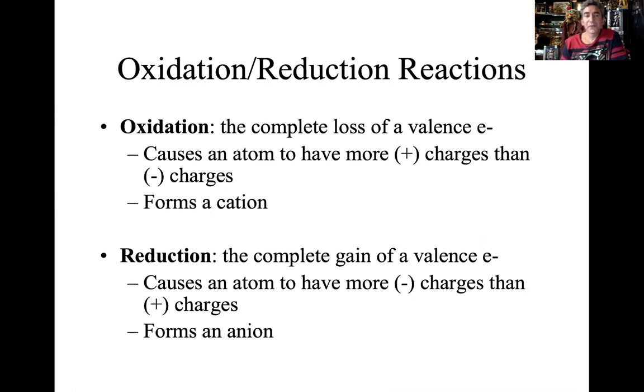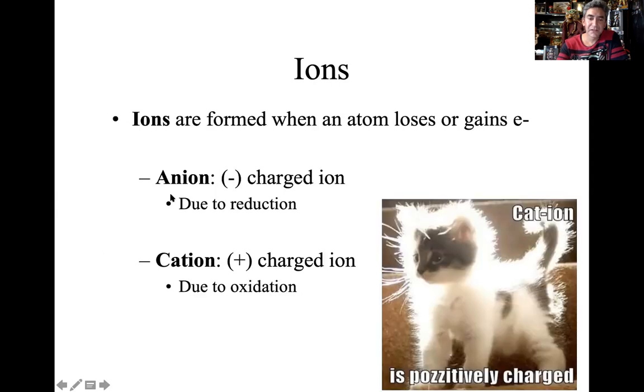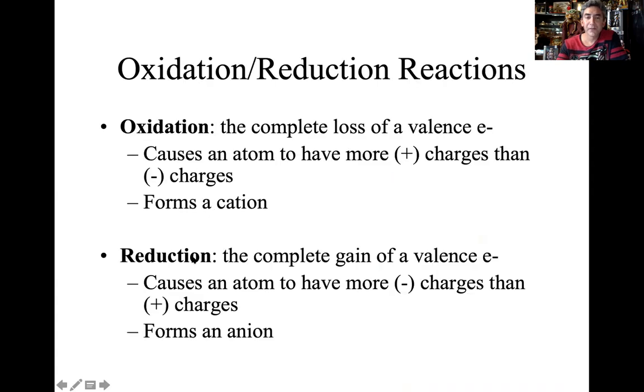So when we undergo the idea of oxidation again, oxidation is going to be down here. Oxidation is going to help us to form cations. So this is a complete loss of a valence electron. We don't ever lose protons. So its proton number stays the same, but we're losing electrons. So we end up with more positive charges than negative charges.